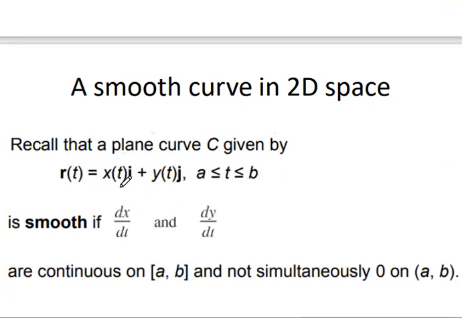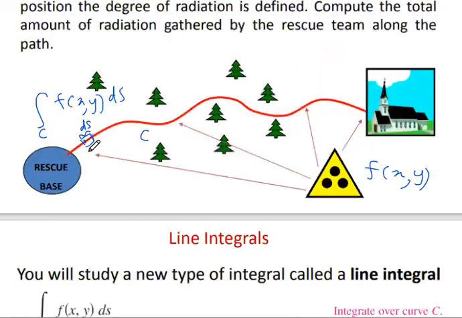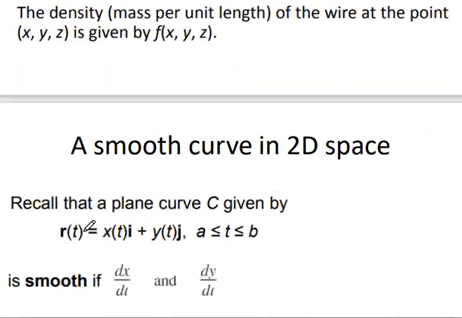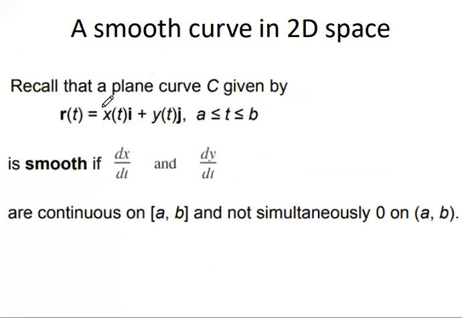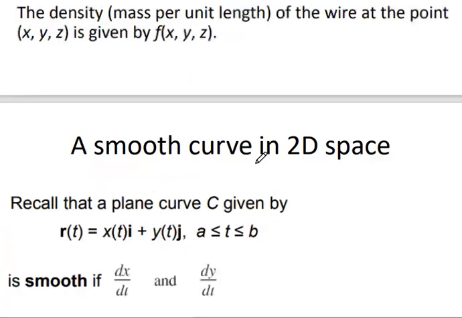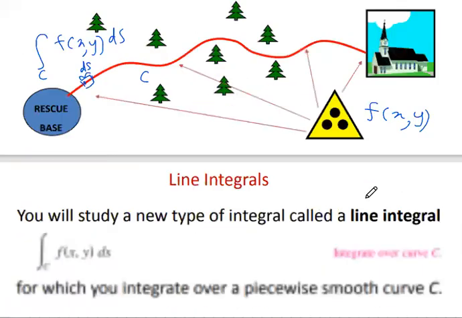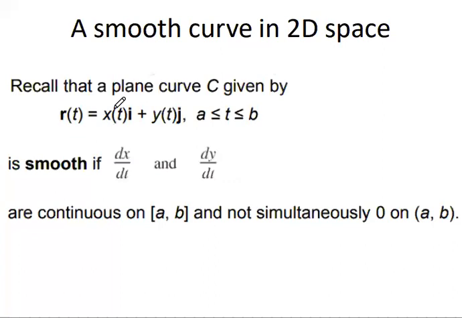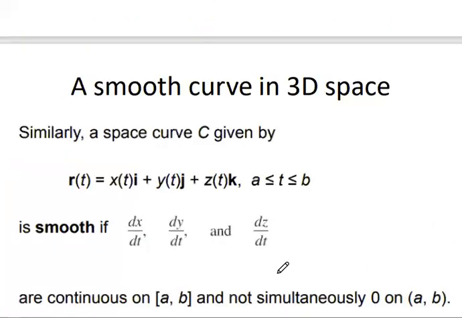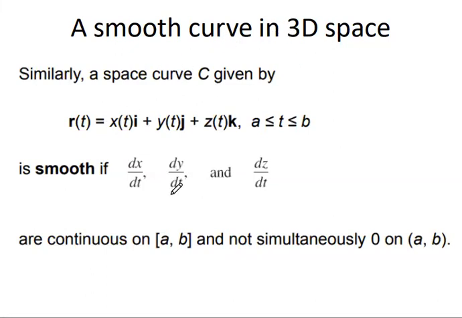You could write this path in parametric way like this. R can be written in terms of t, with an x component and a y component. If the first derivatives of x and y are continuous on the considered interval, then we say that curve, that path, is smooth. This is a smooth two-dimensional curve. Similarly, you can define a smooth curve in three-dimensional space, if these derivatives are continuous on the corresponding interval.